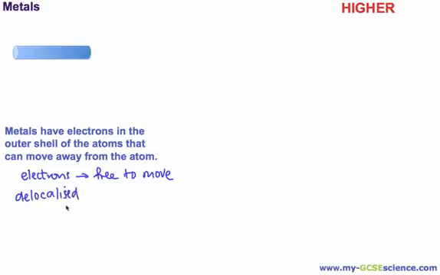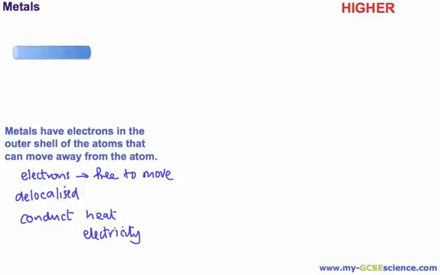Delocalized electrons, that means electrons that are away from the atom and free to move around, and that actually gives metals two very key features, and that's the ability to conduct heat and to conduct electricity.